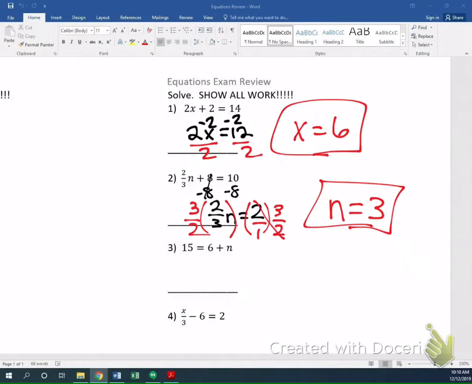Number 3 is actually just a 1-stepper, but it's written a little more tricky than it needs to be. What should I do? We don't divide. We got to undo adding. How do you undo adding? Subtract. You can't add the 6 and the n because they're not like terms. They would have to both be n's or both be regular numbers. So we're going to subtract 6 from both sides. That gives us 9 equals n, or n equals 9. And number 4, what should I do?